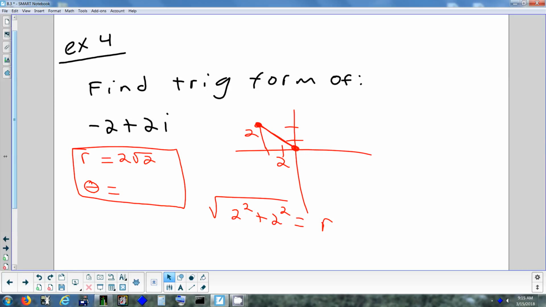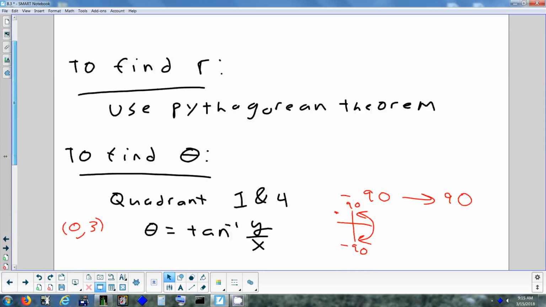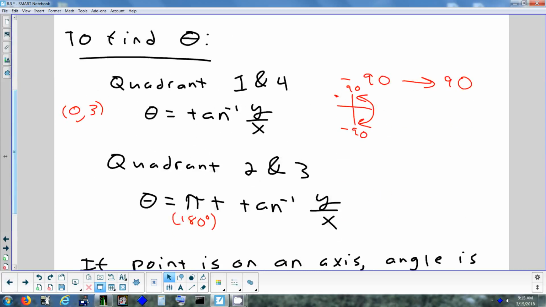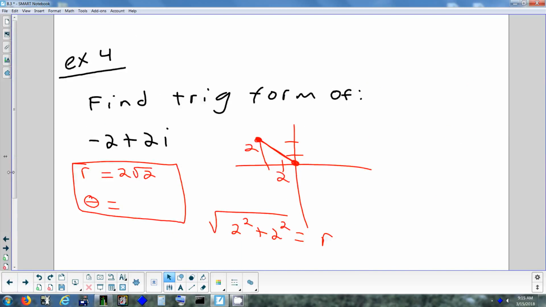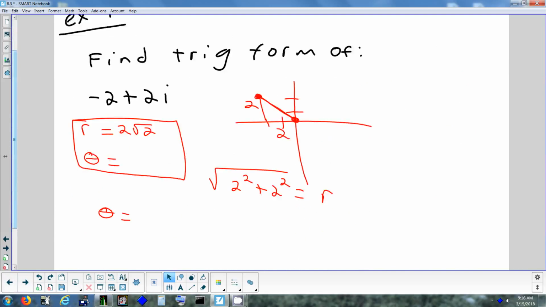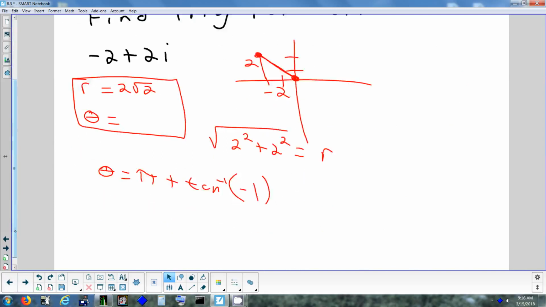Okay, now my angle. Angle depends on the quadrant. If we're in 1 and 4, we use the top one. 2 and 3, the bottom one. Okay, doing that, what quadrant am I in here? You're in the second. What is the formula to find the angle in the second quadrant? It's pi plus inverse tangent, y over x. And I should be a little more accurate with this. So it'd be 2 over negative 2, so y is 2, x is negative 2. When you divide them, we could just do the inverse tangent of negative 1.